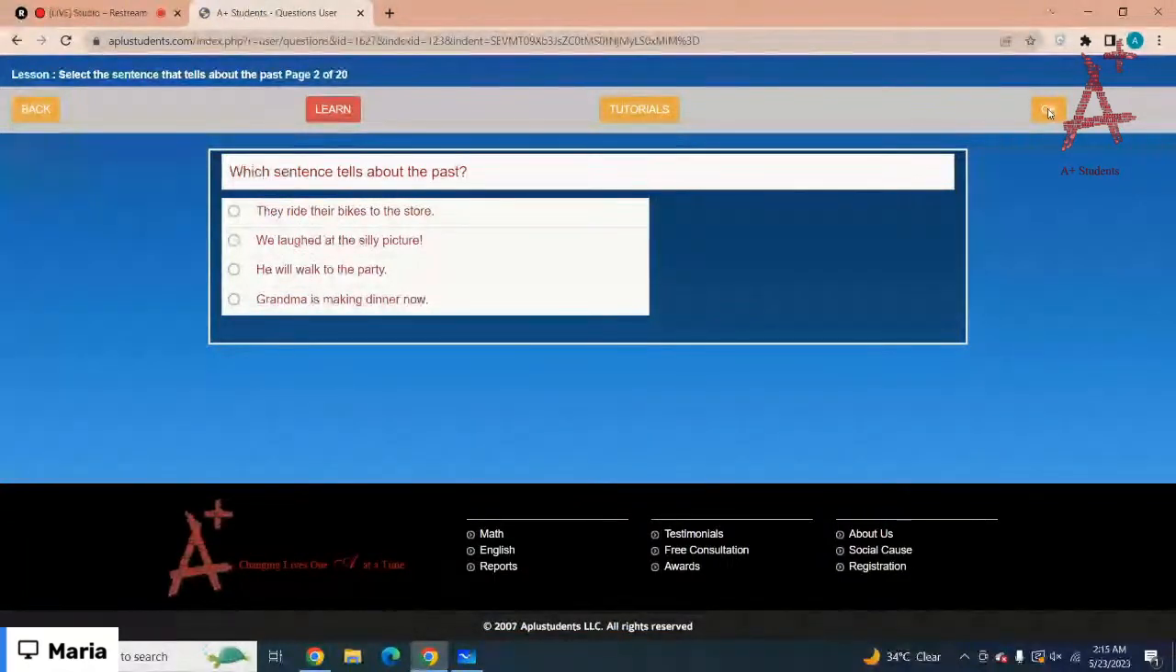Okay, the next one. Which sentence tells about the past? You have to identify the sentence that is in the past tense. They ride their bikes to the store. We laughed at the silly picture. He will walk to the party. Grandma is making dinner now. So, which is the correct option? Past means the one that has ed. So it would be the second one, we laughed at the silly picture. The second option is the correct option.